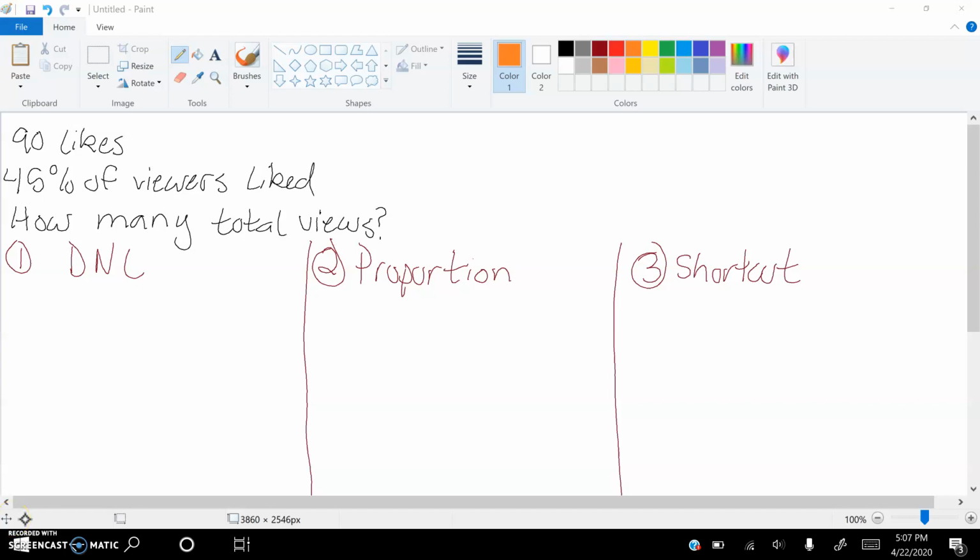So we're going to go through 3 ways to solve this problem. We're going to look at a double number line, setting up a proportion, and then using the shortcut to calculate the whole.